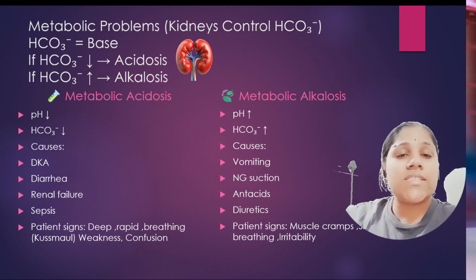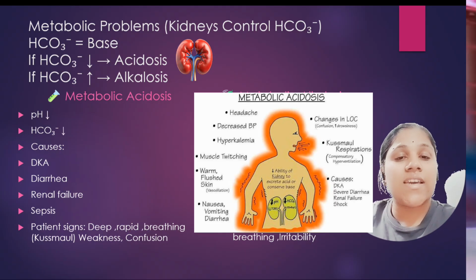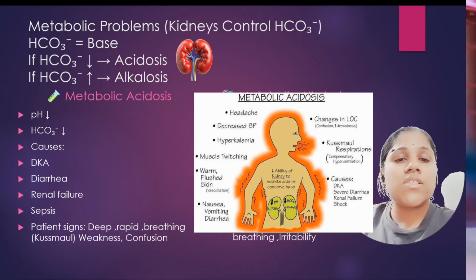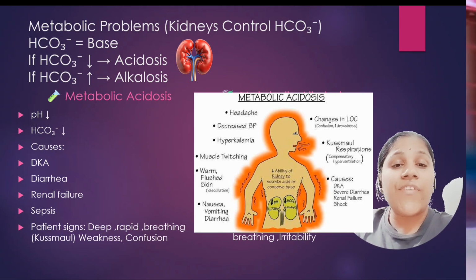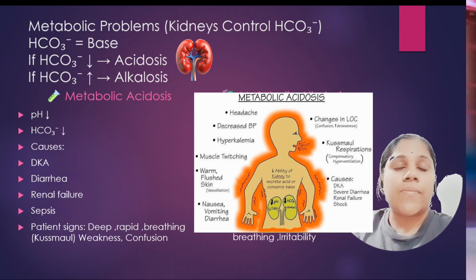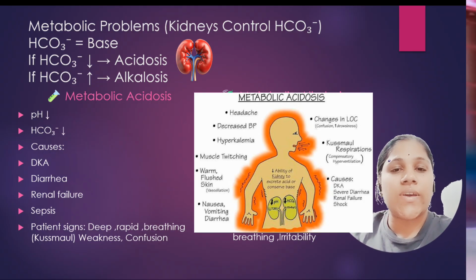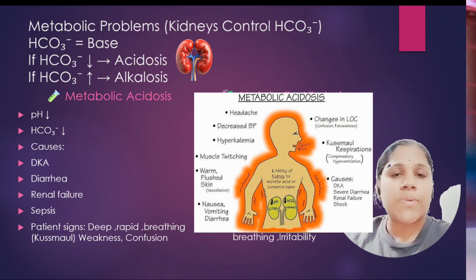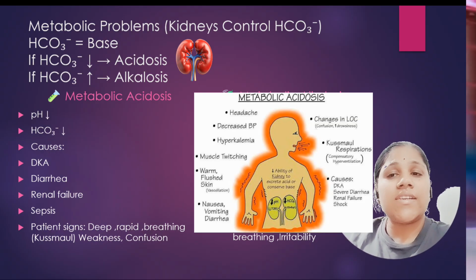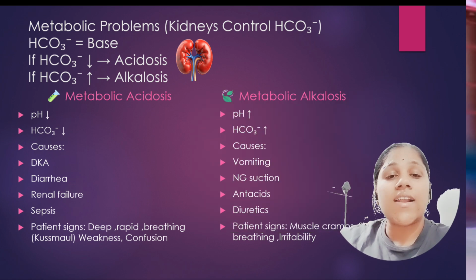In metabolic acidosis, the pH is decreasing, the bicarbonate is also decreasing, and the causes mainly are DKA, that is diabetic ketoacidosis, diarrhea, renal failure, and sepsis. The patient typically presents with deep, rapid breathing, mainly the Kussmaul type of breathing, and weakness and confusion are present in the patient.